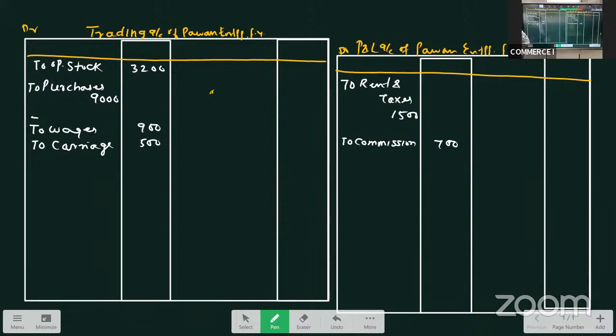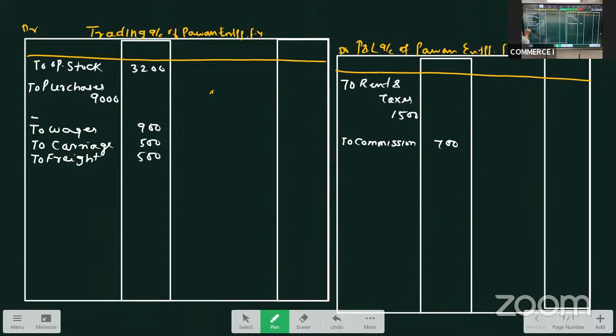Freight. If only freight is given, it is taken to the trading account. Again, like carriage, freight also can be inward or outward, that is freight on purchase or freight on sale. If it is inward, we'll take it to the trading account. If it is outward, we'll take it to the P&L account. But if only freight is given, we take it to the trading account. To freight, 500. Carriage and freight are similar items.